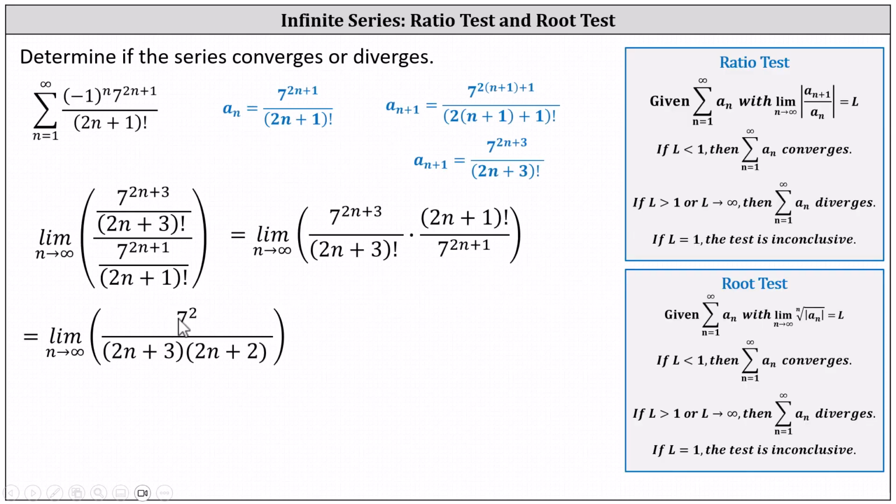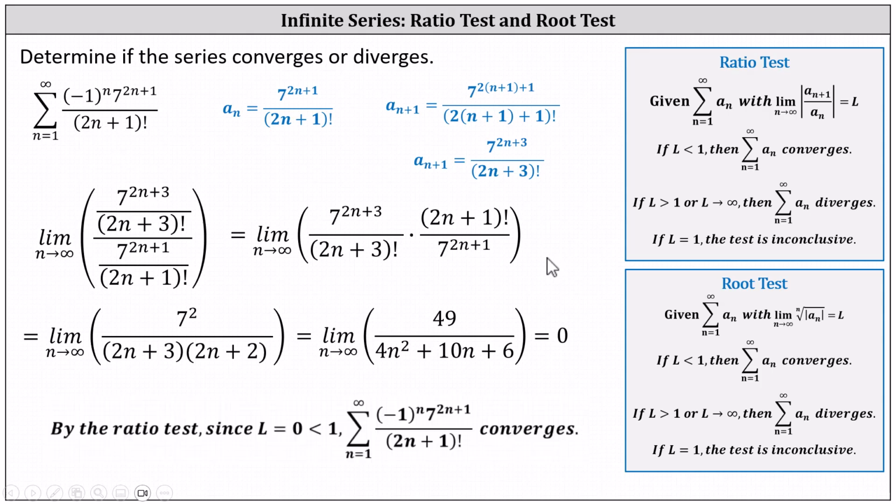Now to determine the limit, let's go ahead and square 7 and multiply out the denominator. Notice as n approaches infinity, the denominator increases without bound, and therefore the values of the fractions get smaller and smaller and approach 0. And because 0 is less than 1, we know the series converges. In conclusion, by the ratio test, since L equals 0, which is less than 1, the infinite series converges.